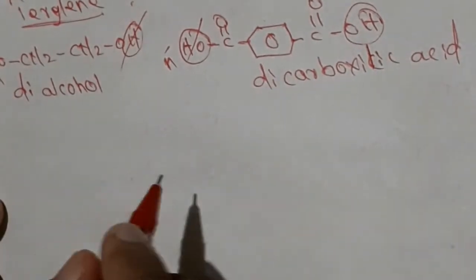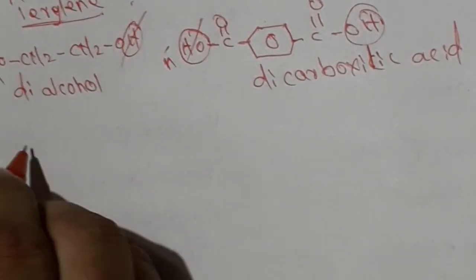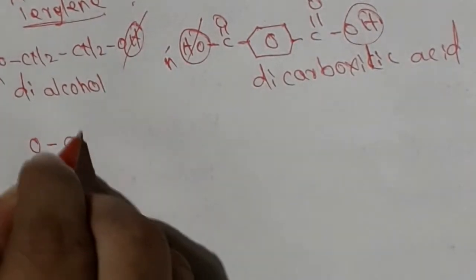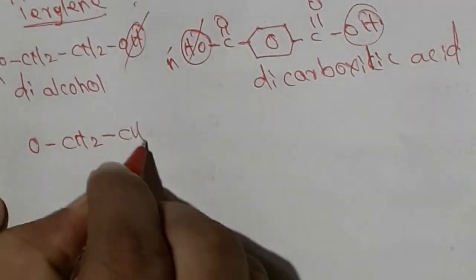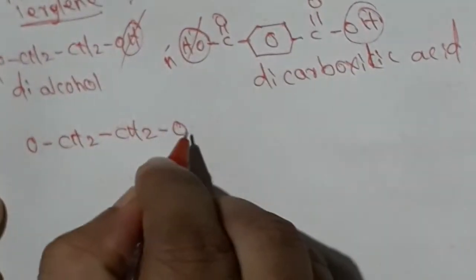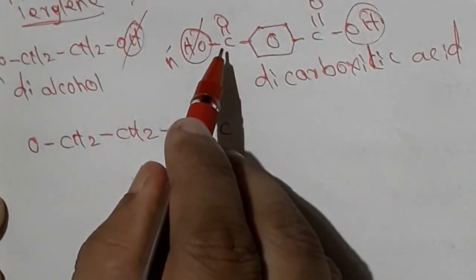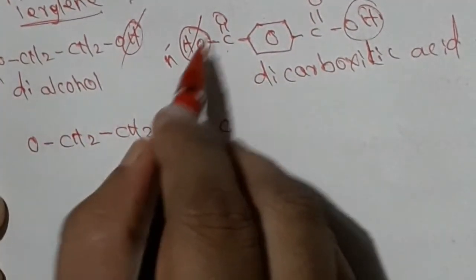Look here how to draw the structure of terylene. Here hydrogen removed. So what is left? Oxygen, CH2, CH2, oxygen. Here OH removed. So what is left? This bond is directly going to carbon because there is no OH.